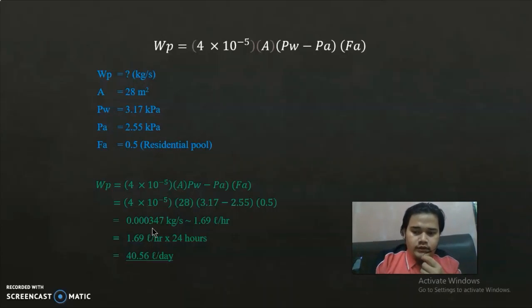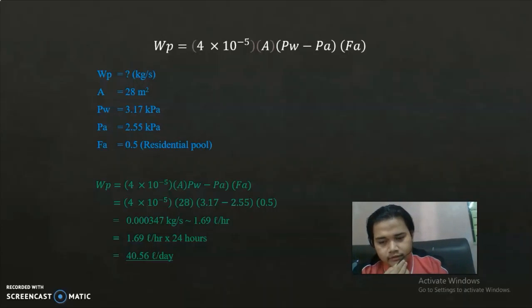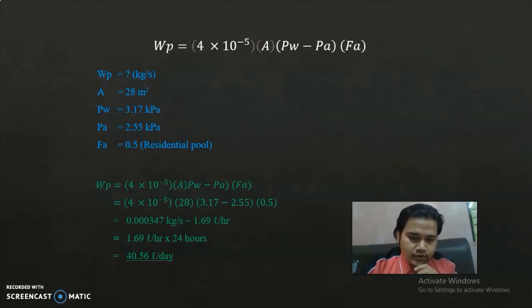Okey. Masukkan dalam formula dan kita dapat 0.0000347 kilo per second. Jadi kita tukarkan kepada liter per hour, yakni 1.69 liter per hour, dan untuk projek kami ini, kami perlu mencari liter per day untuk menentukan dehumidification unit yang mana kita mahu gunakan. Jadi setelah didarabkan dengan 24 hours, kami dapat 40.56 liter per day. Jadi kami kena mencari dehumidification unit yang sesuai dengan evaporation rate yang kami telah dapat ini, iaitu 40.56 liter per day.